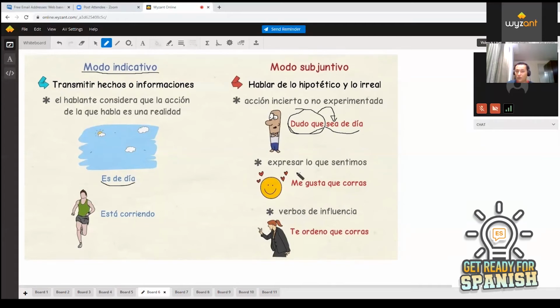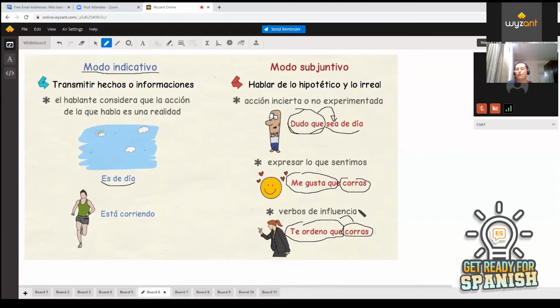Or look, this one, me gusta que. When you express what you feel, I like that you run. Me gusta que corra. This is the subjunctive. Okay? Te ordeno que corras. I order you to run. Te ordeno que will be the expression that triggers the subjunctive. Tu corras is the subjunctive mood. Okay? So again, you need a trigger to use the subjunctive. Sea, corra, corras. Those three verbs are in the subjunctive mood.